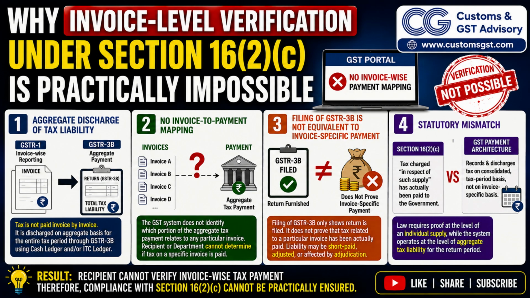Section 16(2)(c) speaks of the tax charged in respect of such supply. That language is invoice-specific. However, GST payment is not invoice-specific. It is period-specific. Suppose a supplier issues 100 invoices. Total GST liability is 50 lakh rupees. But the supplier pays only 45 lakh. Which invoices stand paid? Which invoices remain unpaid? The GST law does not answer this question. The GST portal does not answer it. The rules do not answer it.